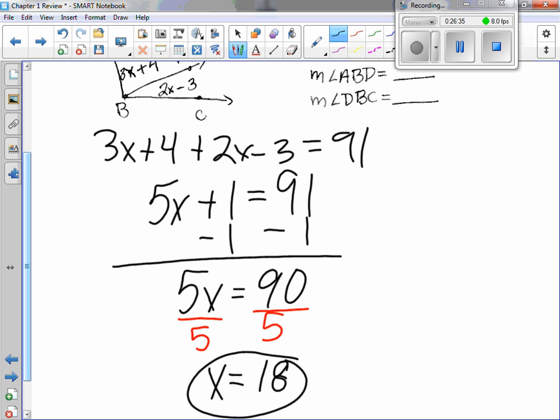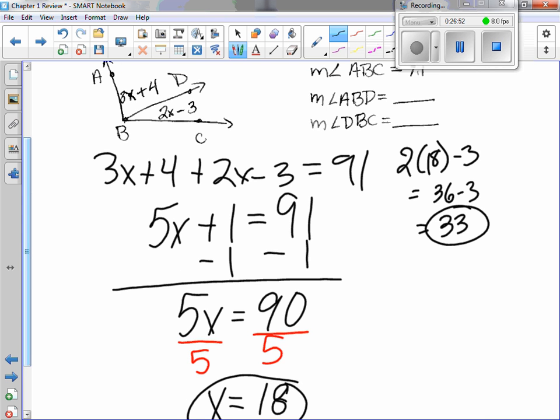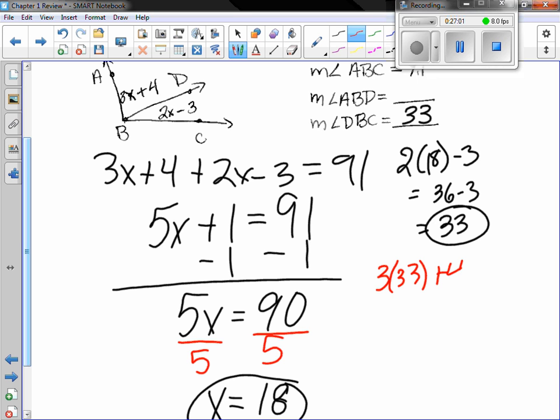Now to find the angles, we've got to just plug it back in. So we'll do 2 times 18 minus 3. Well, 2 times 18 is 36. Minus 3 is 33. So that's for DBC. 3 times 18 plus 4. 3 times 18 will be 54, yes. Plus 4 is 58.